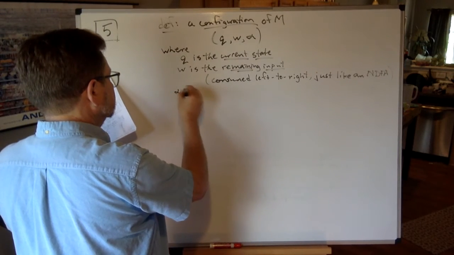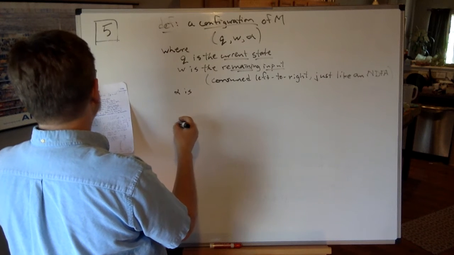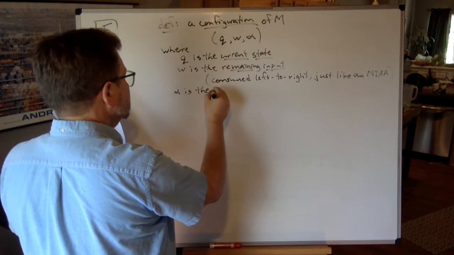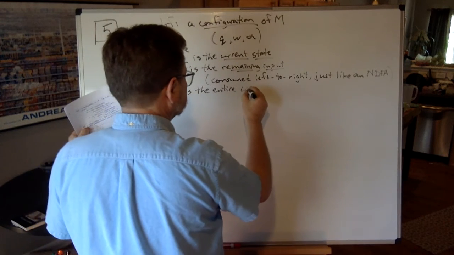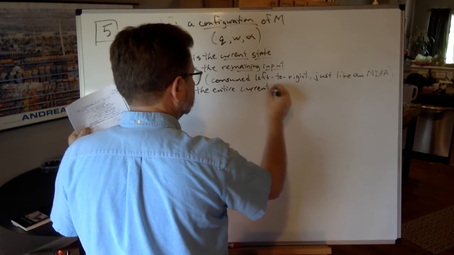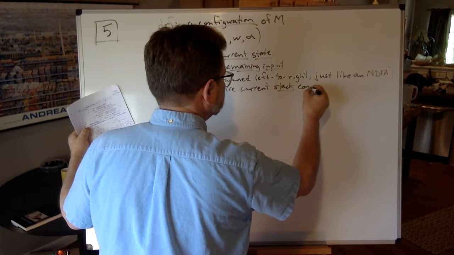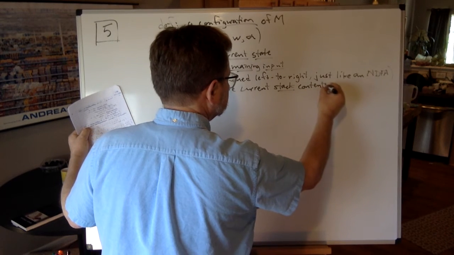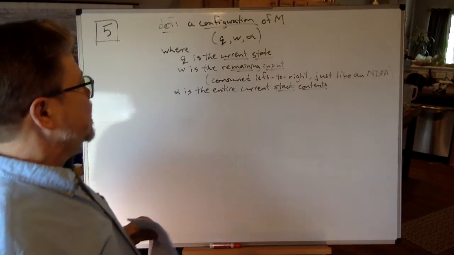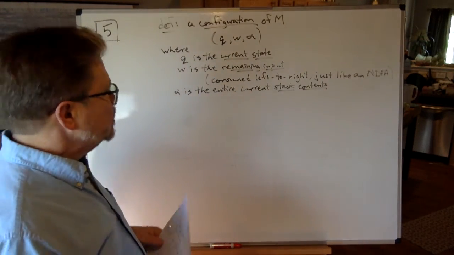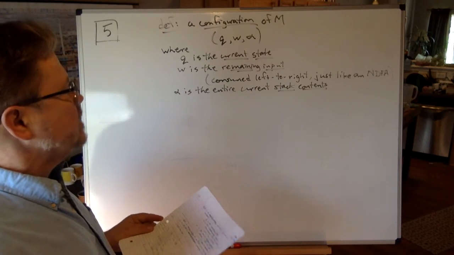Alpha, and this is a new piece. Alpha is the entire current stack contents. So the stack is a player in this as well. We've got not just a current state, not just the input string that we haven't used up yet, but we've got the entire current stack contents.